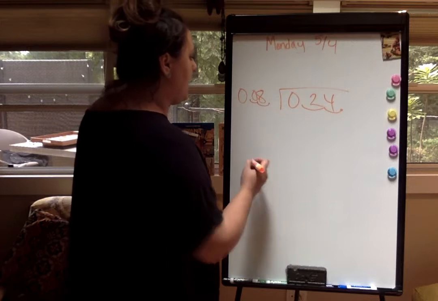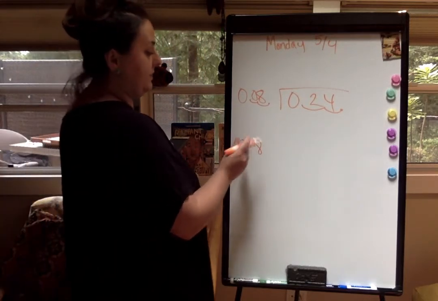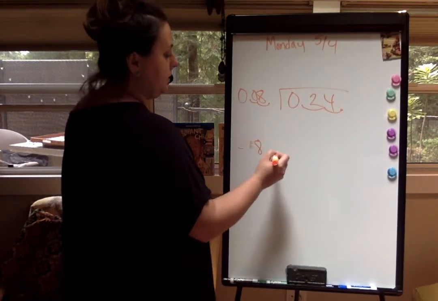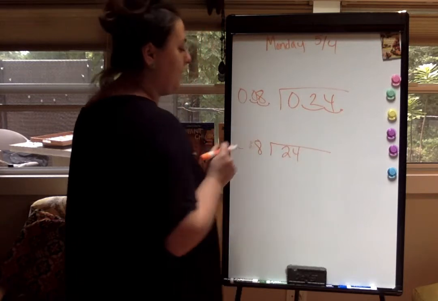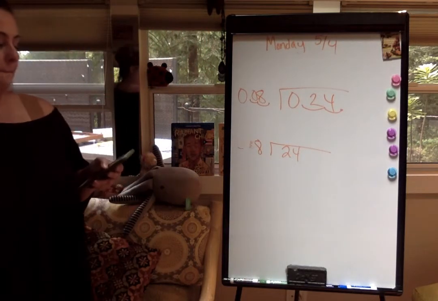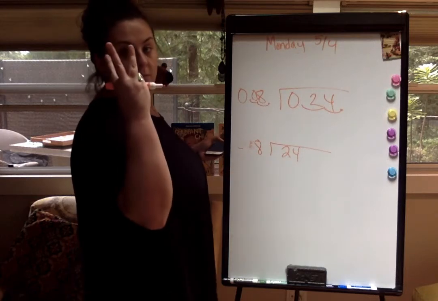So I'm going to go ahead and have 8. I can drop the zeros in the front. I don't have to keep zeros in the front. Divided by 24. Okay? 8 goes into 24 3 times.